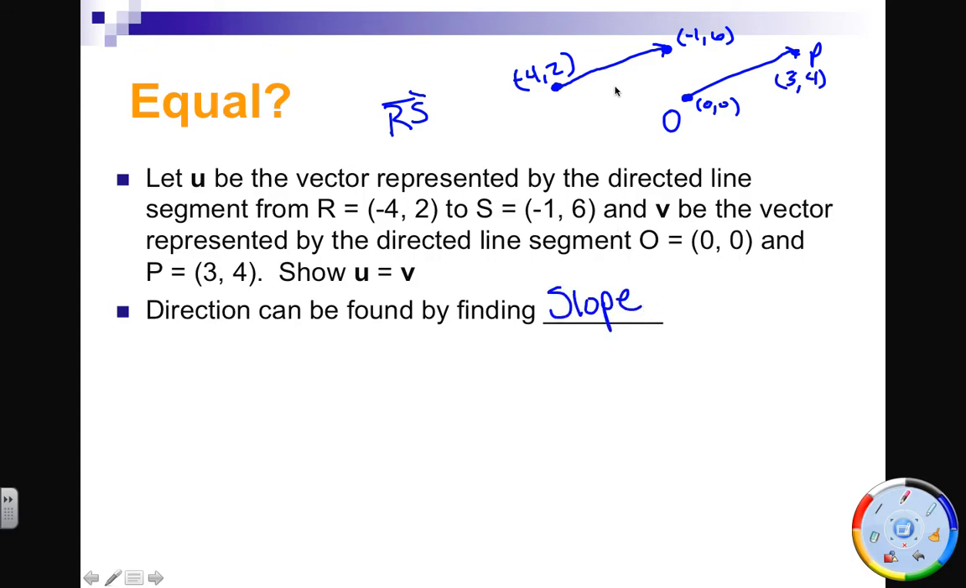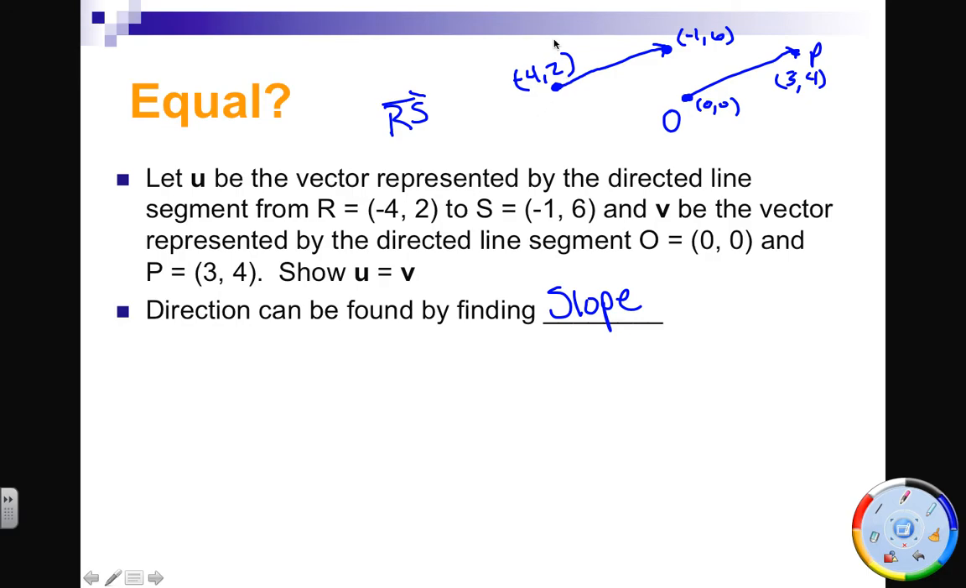And some of you may have been finding slope already, going, oh, this goes from 0 to 3. This goes from -4 to -1. This goes from 2 to 6 and 0 to 4. Oh, they look kind of equal. We can find the slope to describe the direction.